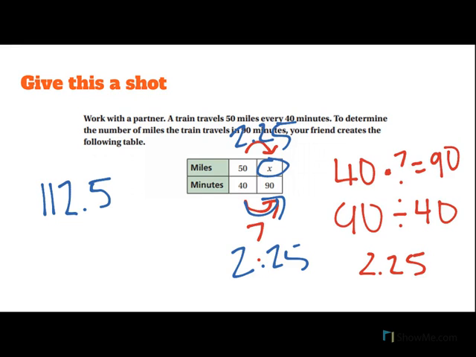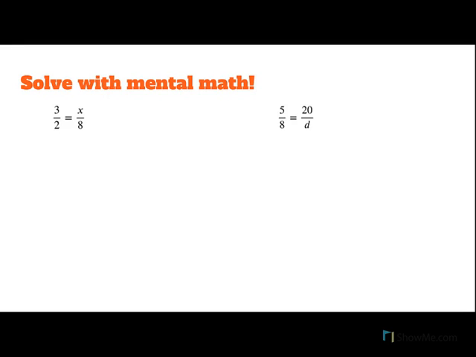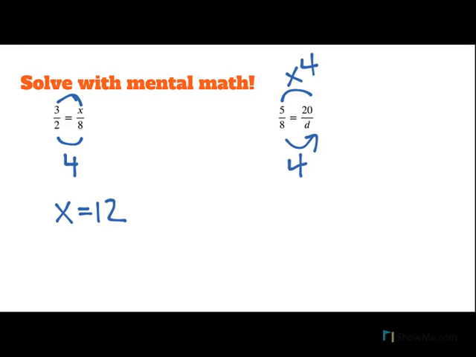Now, is there an easier way to do this? Sometimes if they were easier fractions, they were easy to do with mental math. Meaning, if I went from here to here, 2 times what gives me 8? We all know 2 times 4 is 8. So if I multiply by 4 to get that, I could do that up here as well. And 3 times 4 would give me 12. So that value of x would be 12. Similarly here, 5 times 4 gives me 20. So then to figure out what d is, I would take 8 times 4, and 8 times 4 is 32. So my value for d would be 32.